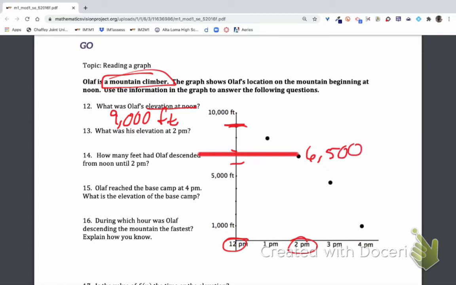So we want to see how many feet had he descended from noon until 2. Well, we started at 9,000 and we ended at 6,500. So you should be somewhere in the ballpark of 2,500 feet of descent.